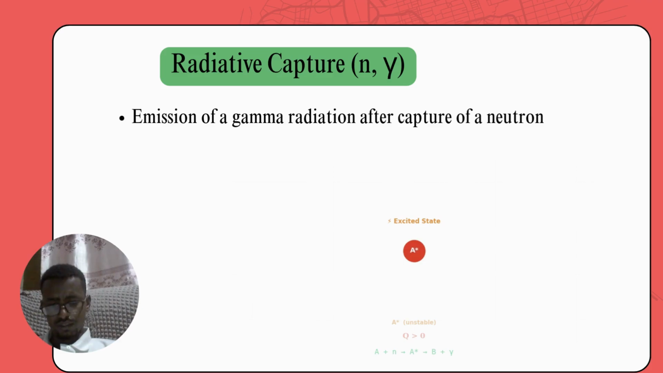Look at the video here. In this case, there is emission of gamma radiation after the capture of this neutron, which means after the capture of the neutron, the nucleus will become excited, more energetic, and to be more stable, it will release gamma radiation.